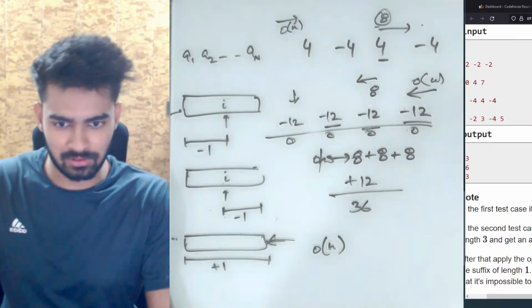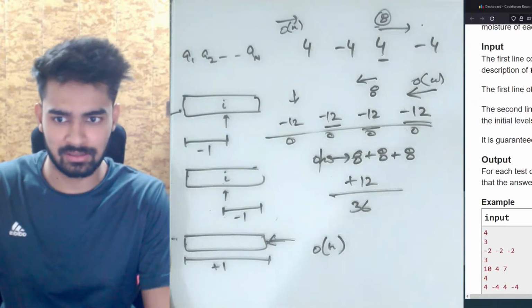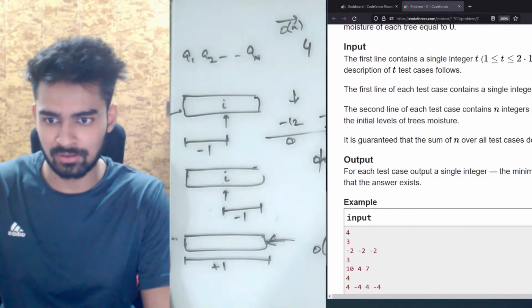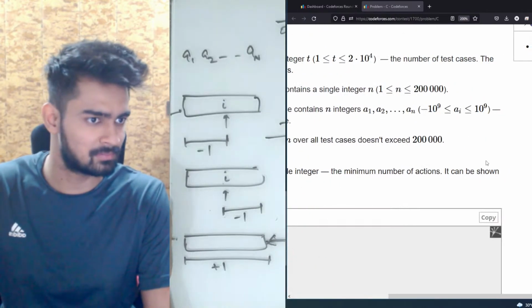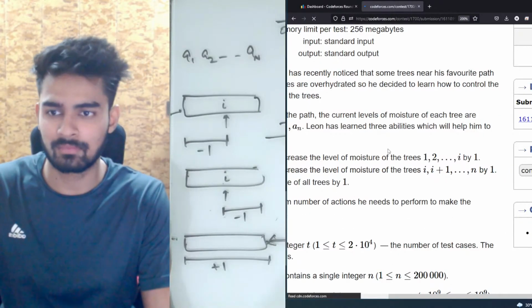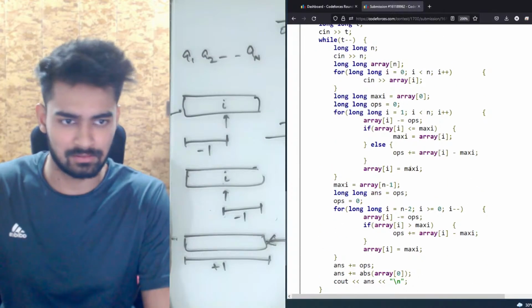I'll show my code. I used to say n square. No, it's not n square. You see, n is actually like 10 to the power 5, so you cannot go for n square. Let me show you my code as well. All right, so the code.